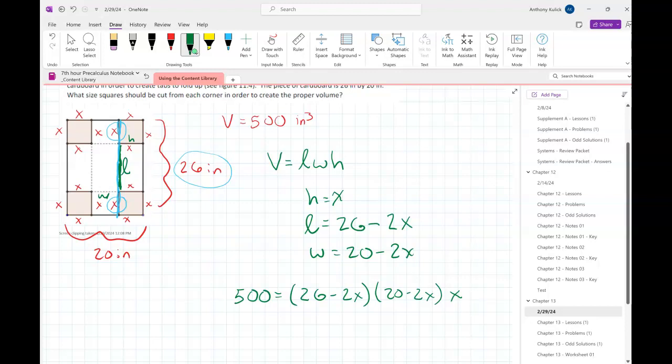Okay. To solve for x, what would I need to do first? What's it have to equal? 0. So we'll just subtract 500 from both sides. So far, so good. Okay. What do I do next to solve this thing?